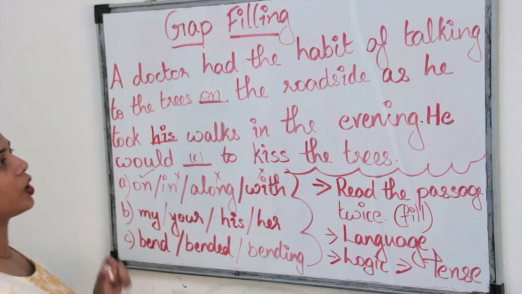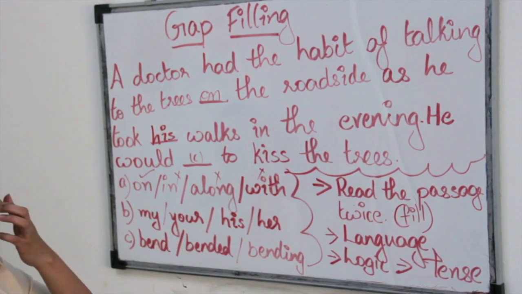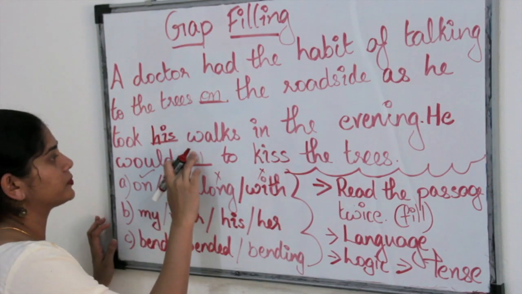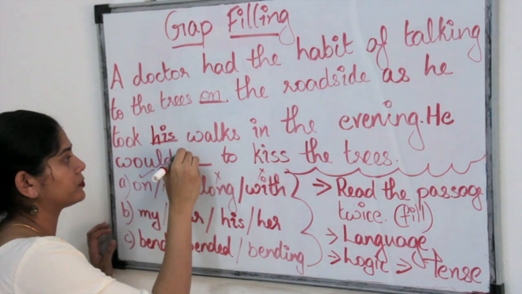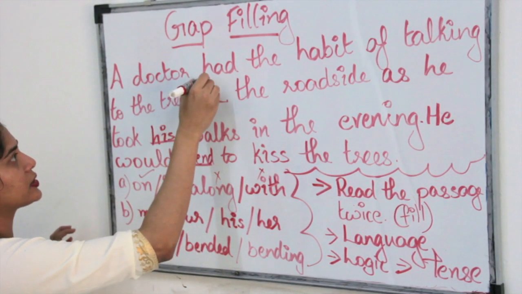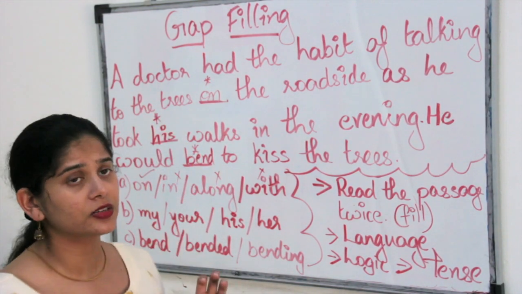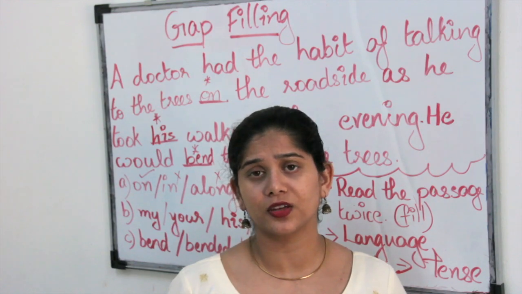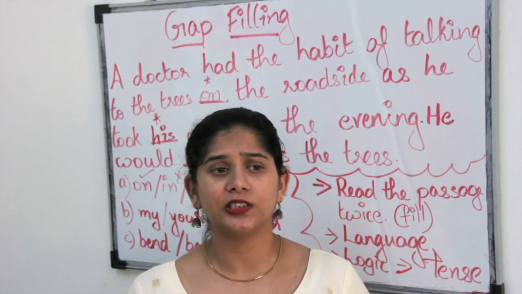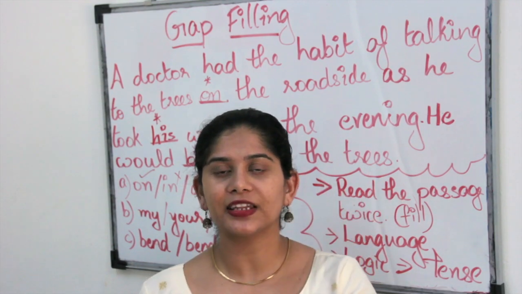As he took his walks in the evening, he would dash to kiss the trees. He would bend to kiss the trees, bended to kiss the trees, bending. So obviously the answer would be he would bend. There is no word called bended. Okay. So I hope it was a very easy one, and if you check in the previous CBSE papers, the grade 10 gap filling questions are very simple. Just by reading it once, it will be easy for you. So now we'll move on to one more example and then I'll tell you a few tips.